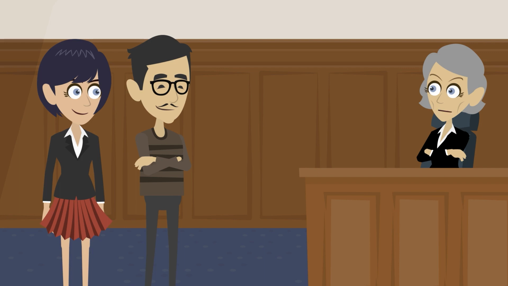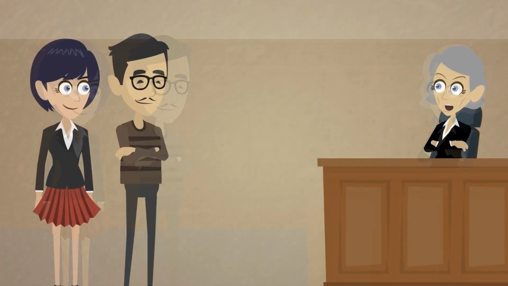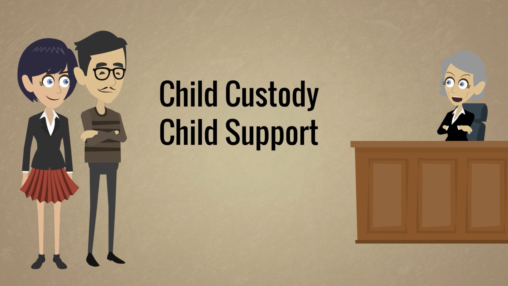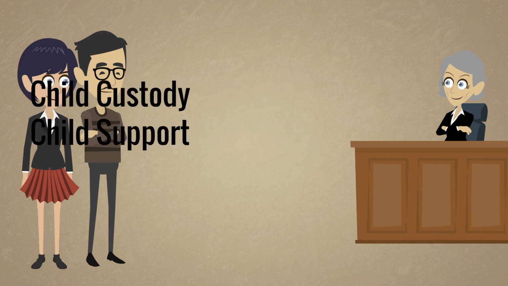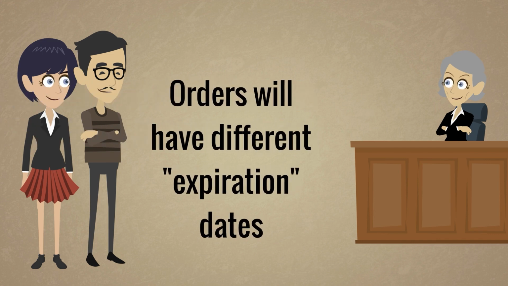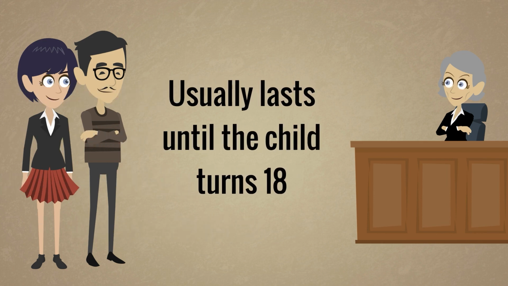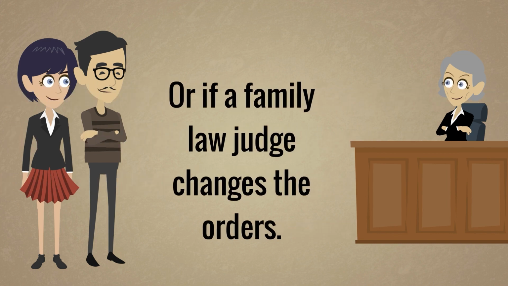If the family law judge makes other orders in addition to the restraining orders, such as child custody or child support orders, these orders will have a different expiration date and will usually last until the child turns 18 or 19 or a family law judge changes the orders.